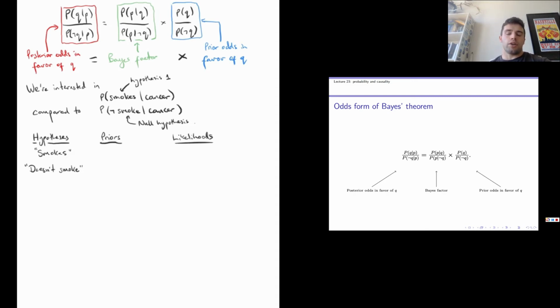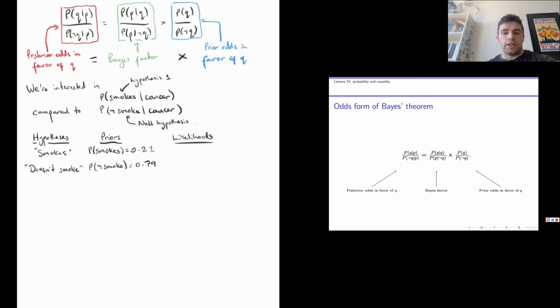So we record the prior on hypothesis 1, which, looking back at how we've defined this, is the probability that one smokes, and according to some statistics I looked up, the probability of any individual being a smoker is around 0.21. So our prior on hypothesis 1, or our prior on being a smoker, is 0.21. And so our prior on the null hypothesis, or our prior on someone's not being a smoker, is the probability that one doesn't smoke, which is 1 minus 0.21, which gives you 0.79.